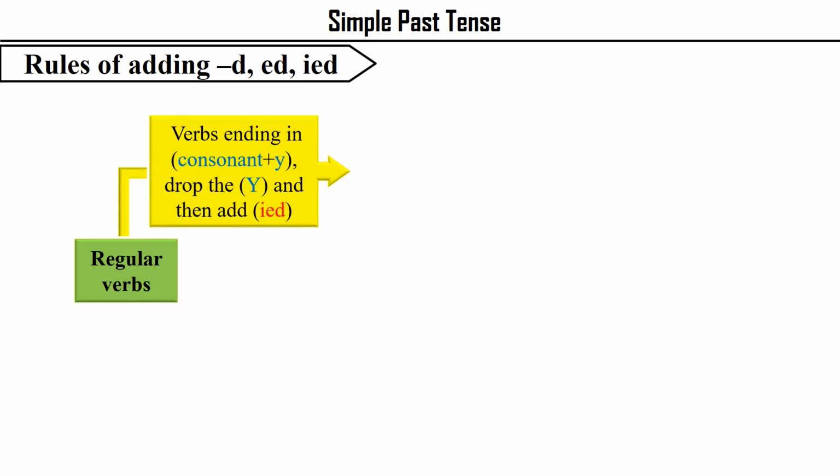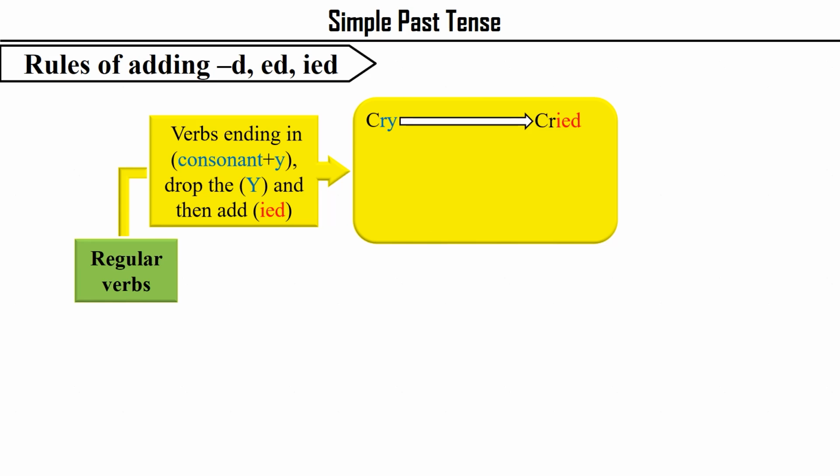Verbs ending in consonant plus y. First, drop the y and then add ied to the verb. For example, cry becomes cried. Here, the verb cry ends in consonant plus y. R is a consonant letter that precedes the y. Cry becomes cried. Okay, we drop the y and then we add ied.